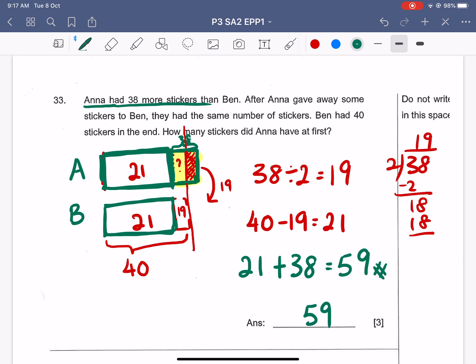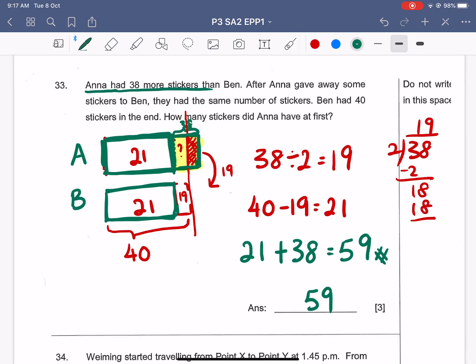Some of you may be able to have a second method. I know there's a second method which only needs 2 steps. It should also give you the answer 59. So take some time. If you need to restart this question, by all means go ahead.